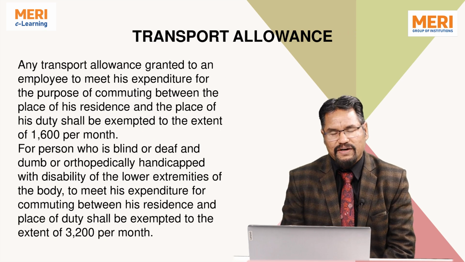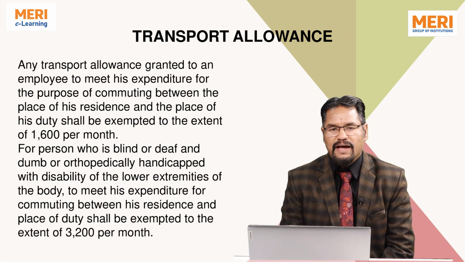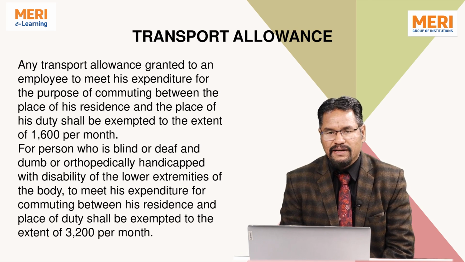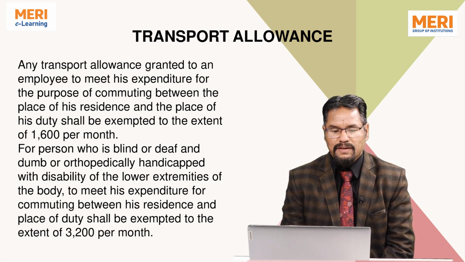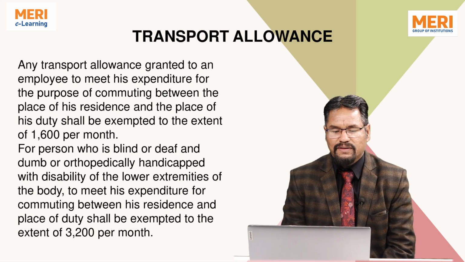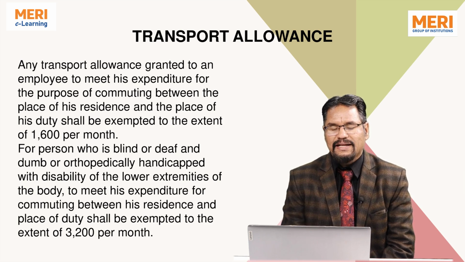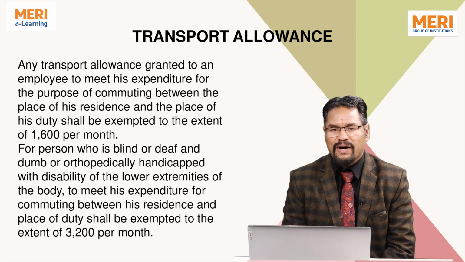Now there is the transport allowance. What is the meaning of the transport allowance? It is very important. Any transport allowance granted to an employee to meet his expenditure for the purpose of commuting between the place of his residence and the place of his duty shall be exempted up to rupees 1,600 per month. But it is equally important to remember that for a person who is blind or deaf or dumb or orthopedically handicapped with disability of the lower extremities of the body, to meet his expenditure for commuting between his residence and place of duty, the maximum amount will be 3,200 per month. It will be exempted from tax.